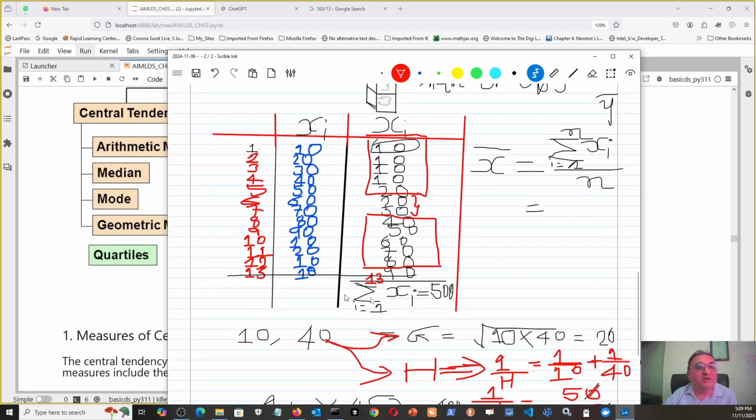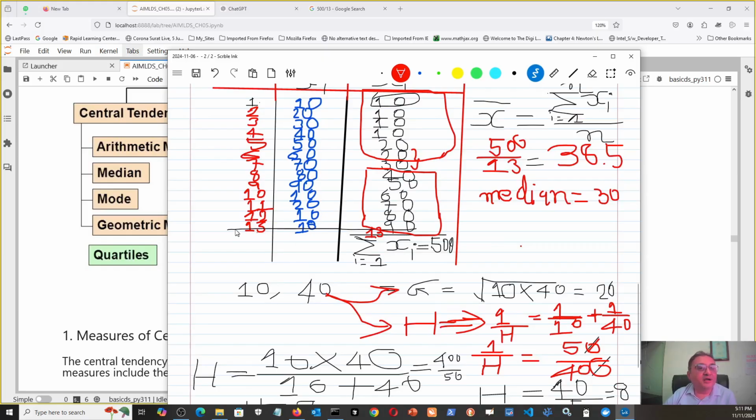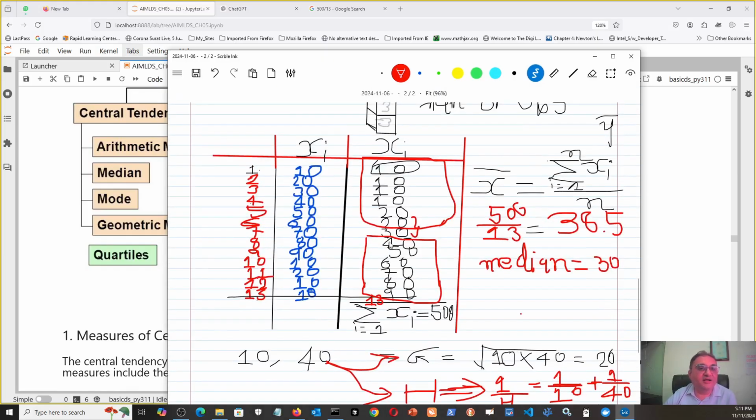But I took an odd number of observations. So for me the median was, okay, I originally had 13 observations, so I removed 6 from the bottom and 6 from the top. So whatever remains in the middle, that is my median. So the median was 30. Fine. Now what is mode?